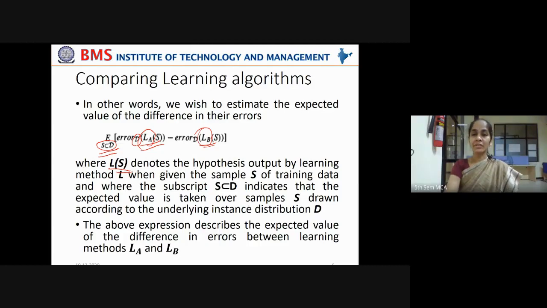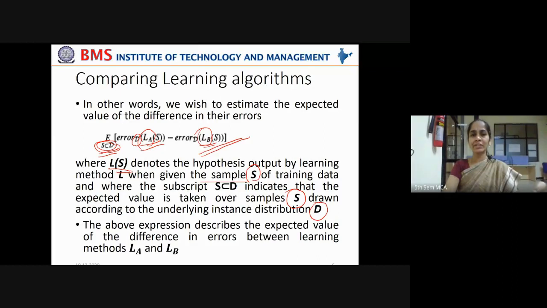where L of S denotes the hypothesis output by learning method L, when given the sample S of training data, where the subscript S subset of D indicates that the expected value is taken over samples S drawn according to the underlying instance distribution D. Okay, this is simply represented like this.